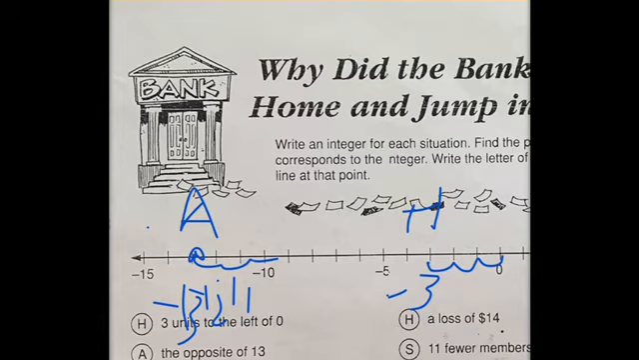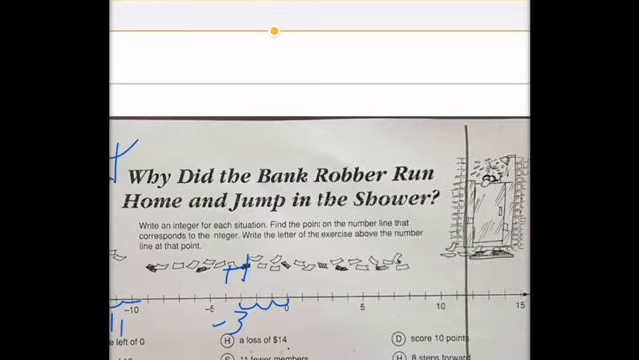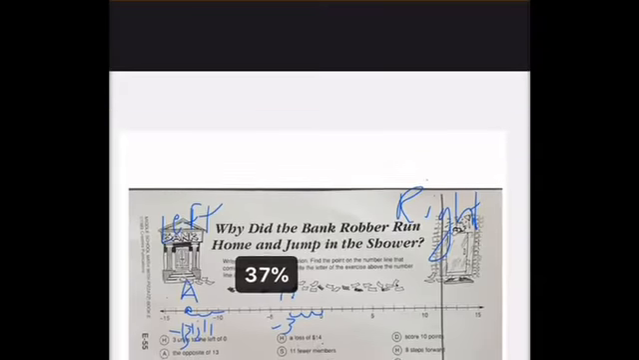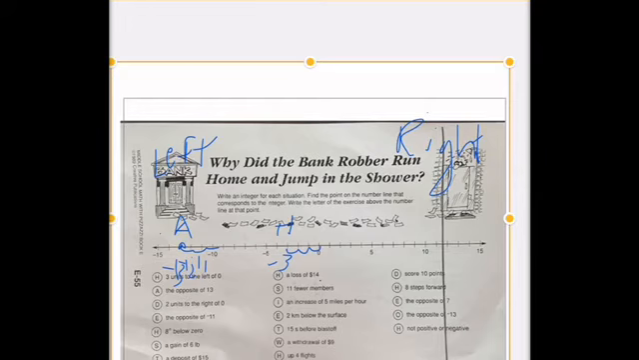So other words that you might want to label is, I might want to put left up here and right. And when you finish up, you will get the answer to why did the bank robber run home and jump in the shower. Now, we speak English in math, so don't get a Chinese answer.